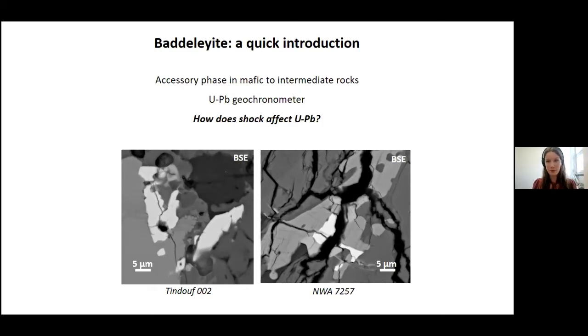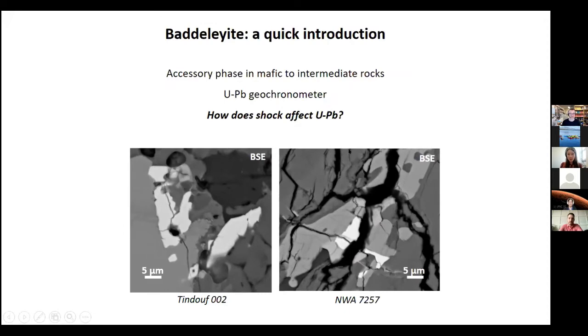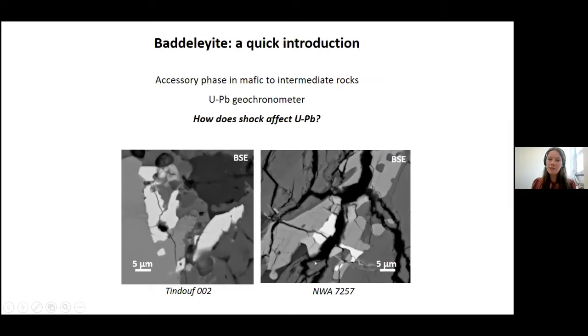situ uranium-lead chronology. And baddeleyite is pretty widespread within shergottites, particularly within enriched shergottites. Typically they form crystals of 5 microns or less, like this example here. But if you're lucky, you'll get one of these rare 20 micron grains, like this monster in Tindouf.